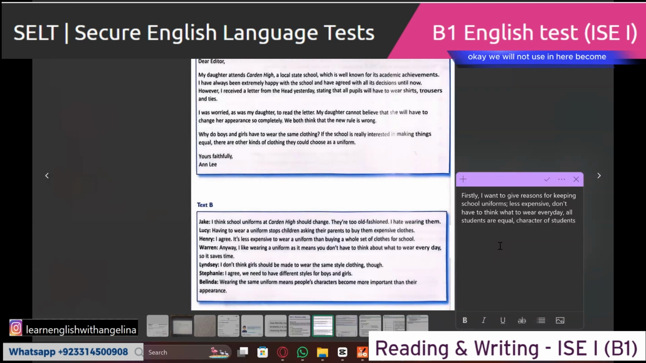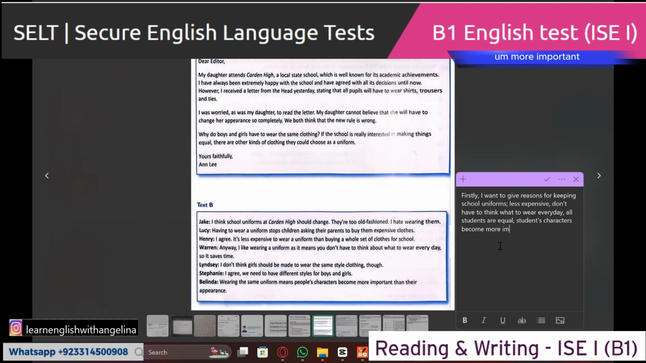Okay, we will not use 'become' here. We would use 'becomes' because we are using character as a noun. But this is too much grammar for you guys. Let's change it. You can say students' characters. Exactly copy from here, but they have written people, so change the word people to students. Students' characters become more important than their look or their appearance.